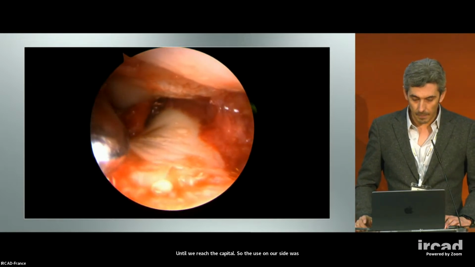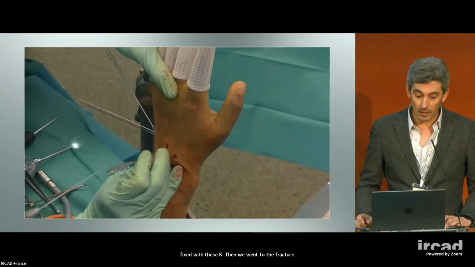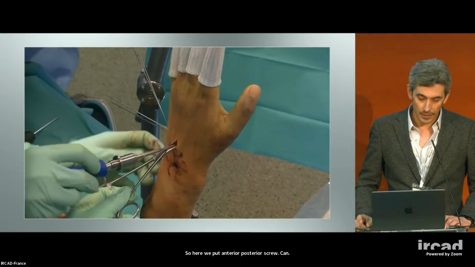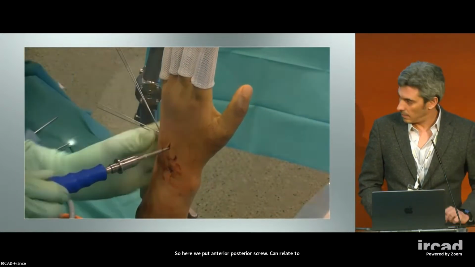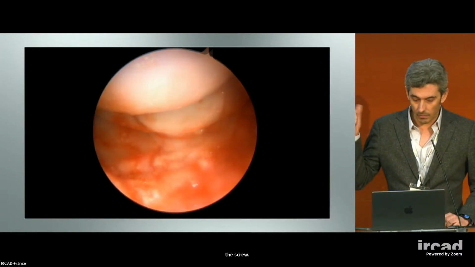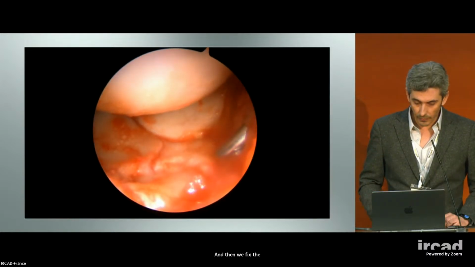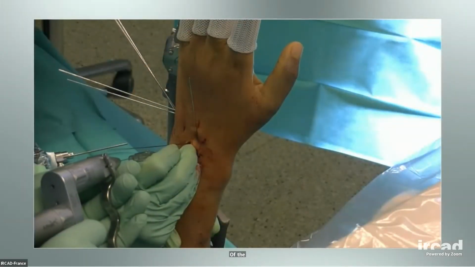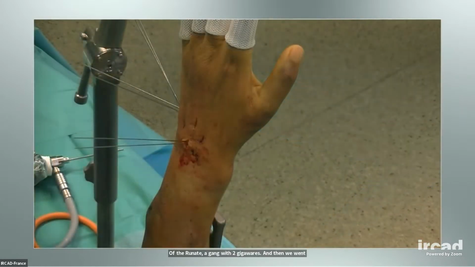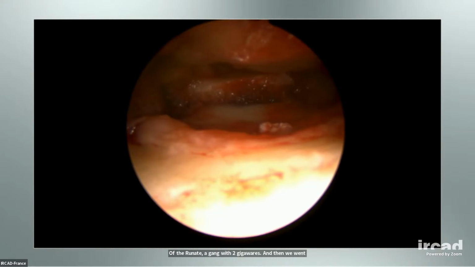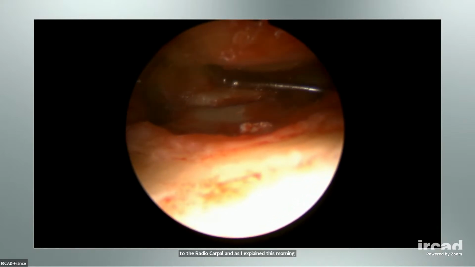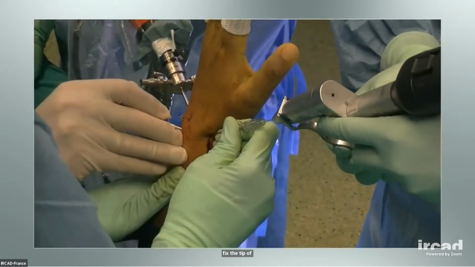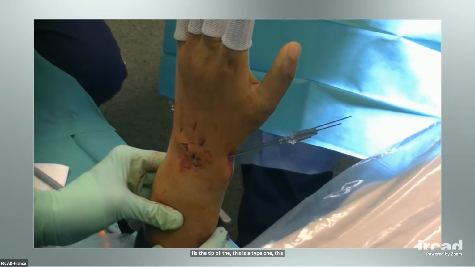Then we went to the fracture of the capitate. So here we put an anterior-posterior cannulated screw. And then we fixed the dorsal fracture of the lunate, again with 2 K-wires. Then we went to the radiocarpal, and as I explained this morning, you fix the tip. This is a type 1 radial dislocation, so there is no attachment in that small portion of bone, but you have to fix it. Again, we did that with 2 K-wires.